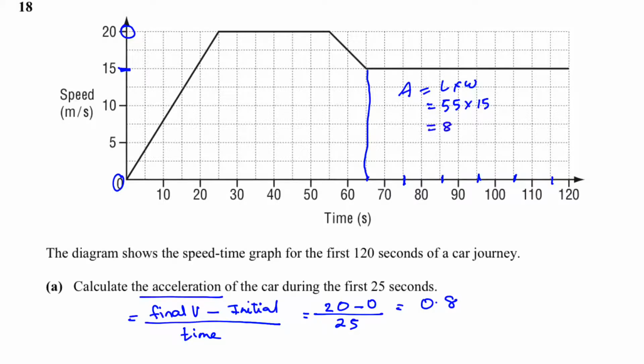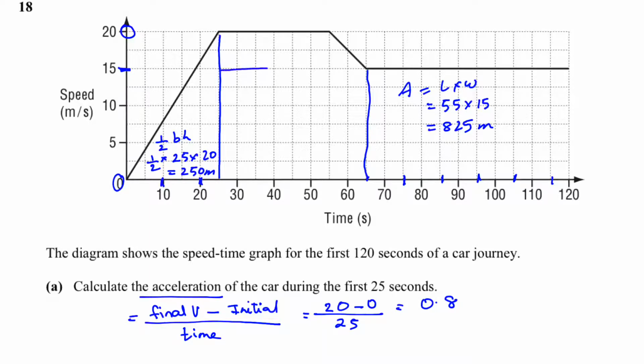So that will give us 825 meters. For the second shape, we'll take this triangle, and it will be half times base times height. From the diagram, you can see the base is 10, 20, 25, and the height is 20. Half times 25 times 20 will give us 250 meters.